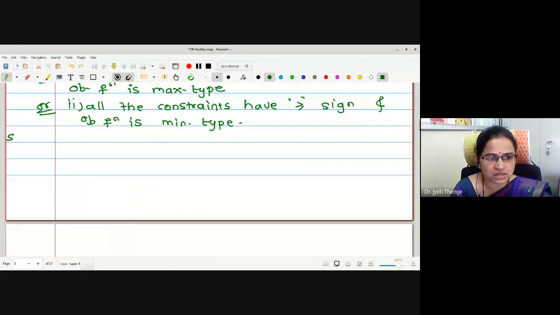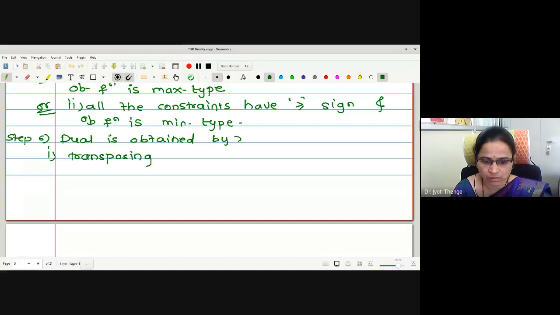Okay, then what is the last step? Step number 6 tells us, yes, the dual problem is obtained by, first, transposing the rows and columns, transposing the coefficient matrix.